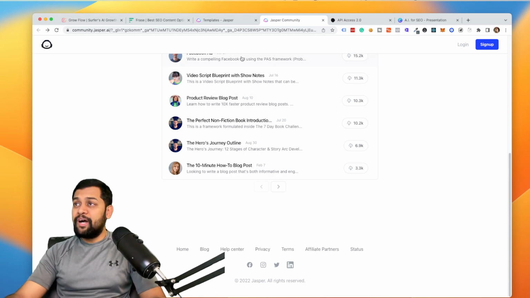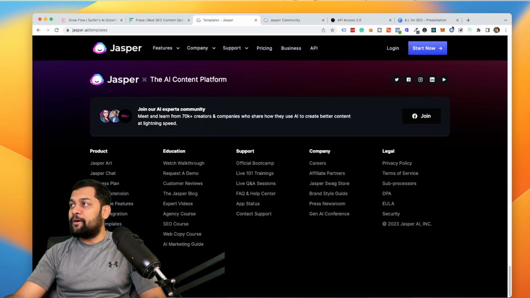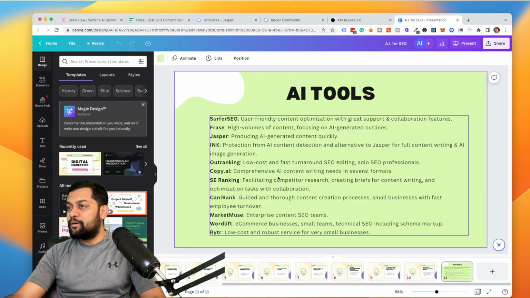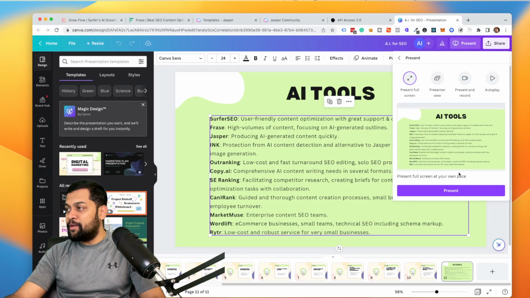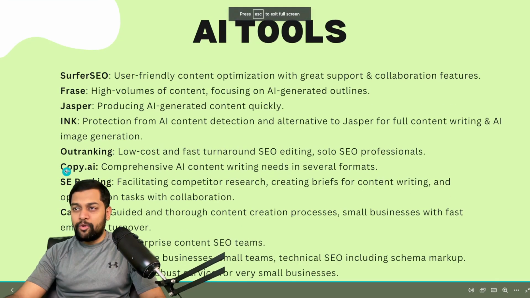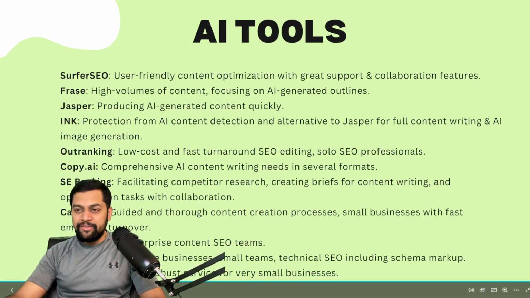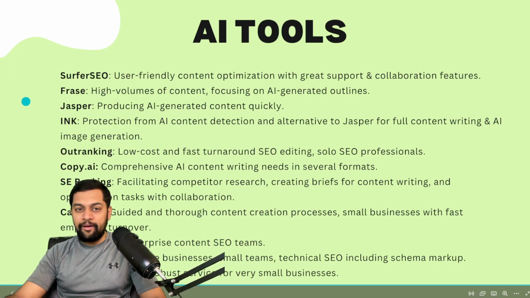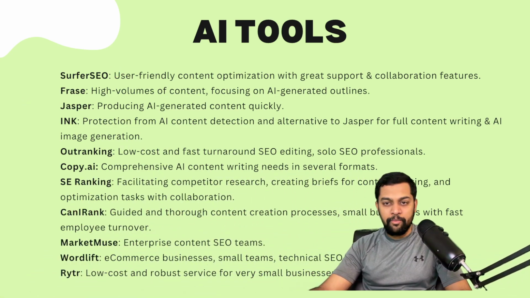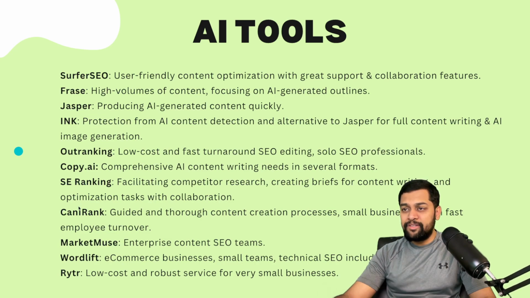So that's pretty much it, guys. And I'm going to add a few other things in my description, but a couple of notable mentions. SE Ranking is one of them. Can I Rank? MarketMuse, WordLift, and Writer. So these are additional tools that you can take a look at. They are notable mentions, but I wouldn't say they are as good as Surfer, Phrase, or Jasper.